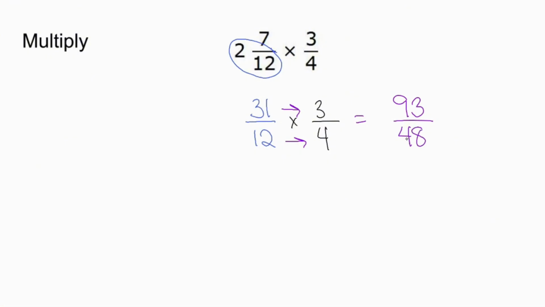Now, you'll notice this and say, well, wait a minute. 93 and 48 are both divisible by 3. So if I simplify this, I'm doing so by dividing the numerator and the denominator by 3. So 93 divided by 3 is 31, and 48 divided by 3 is going to be 16. Now, taking a look at that, that doesn't simplify any further, but I can turn this into a mixed number.